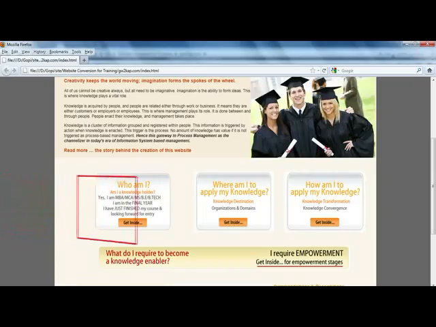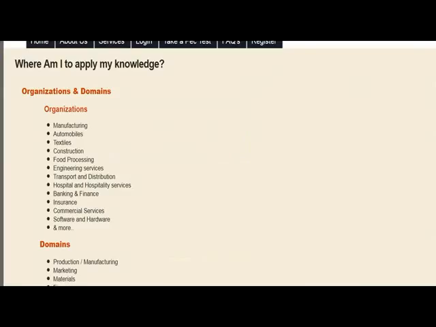Where am I to apply my knowledge? Knowledge destination, organizations and domains. Let us get into the details. The organizations where the knowledge is getting applied are manufacturing, automobiles, textiles, construction, food processing, engineering services, transportation and distribution, hospital and hospitality services, banking and finance, insurance, commercial services, software and hardware, and many more.